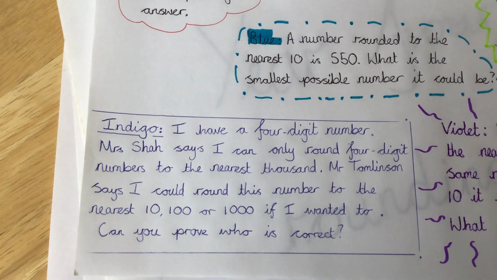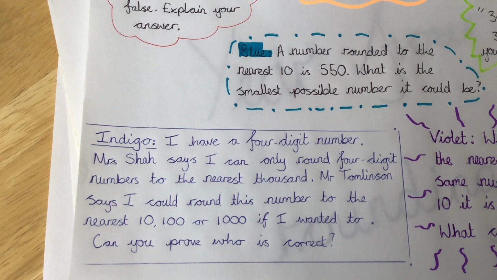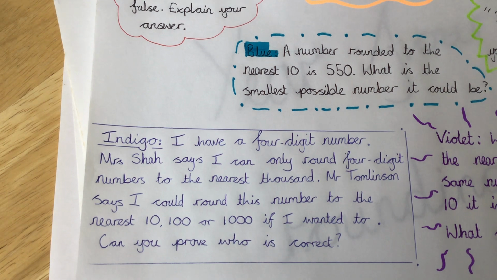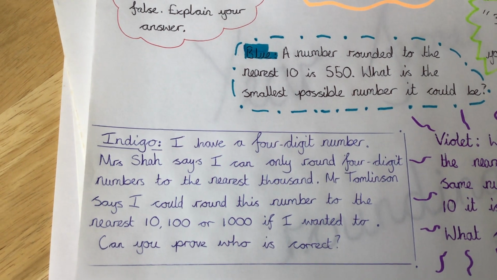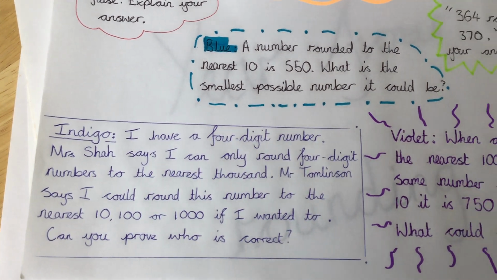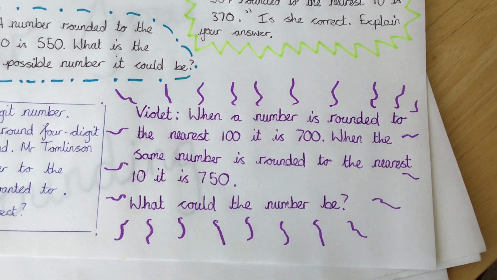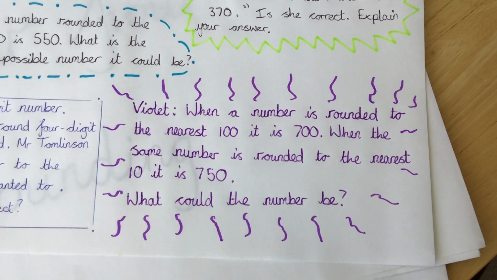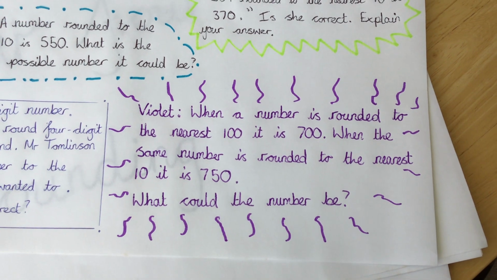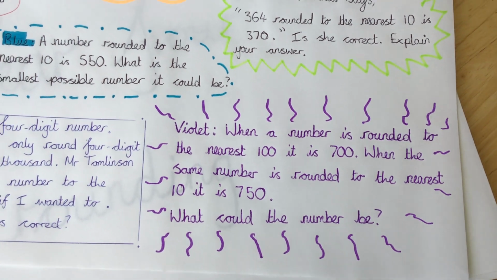An indigo challenge. I have a 4-digit number. Mrs. Shah says I can only round 4-digit numbers to the nearest 1,000. Mr. Tomlinson says I could round this number to the nearest 10, 100 or 1,000 if I wanted to. Can you prove who is correct? You'll need to use examples with that one. And our violet challenge. When a number is rounded to the nearest 100, it is 700. When the same number is rounded to the nearest 10, it is 750. What could the number be?